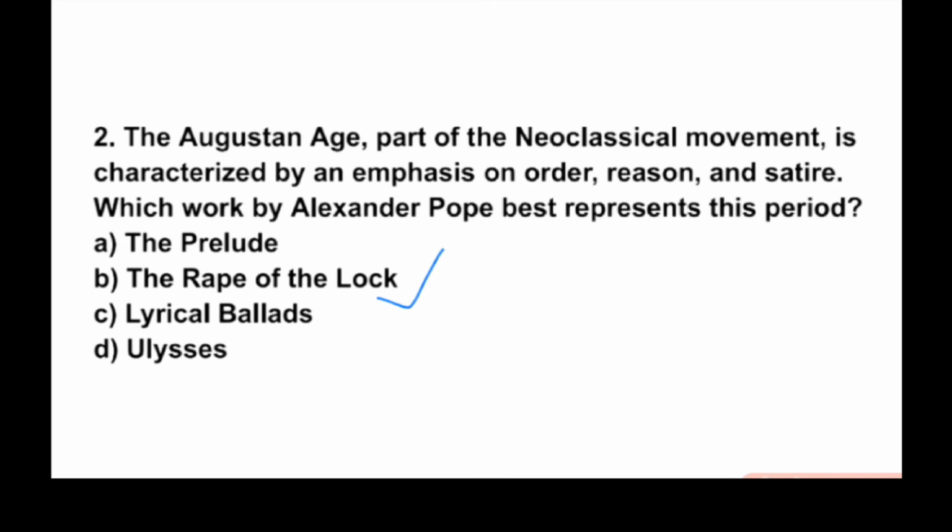The Augustan Age, early 18th century, emulated Roman literature's clarity and wit. Pope's The Rape of the Lock is a mock epic satire embodying neoclassical ideals of reason and social critique.